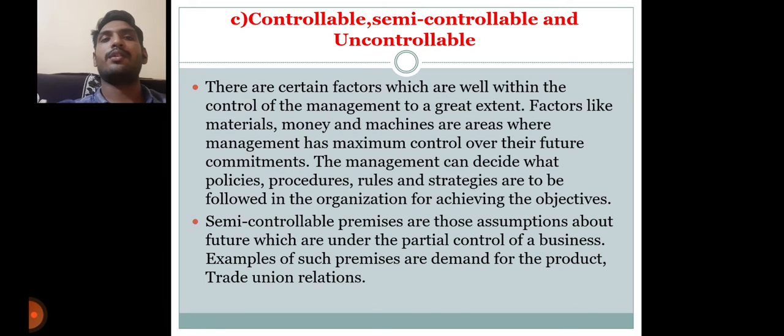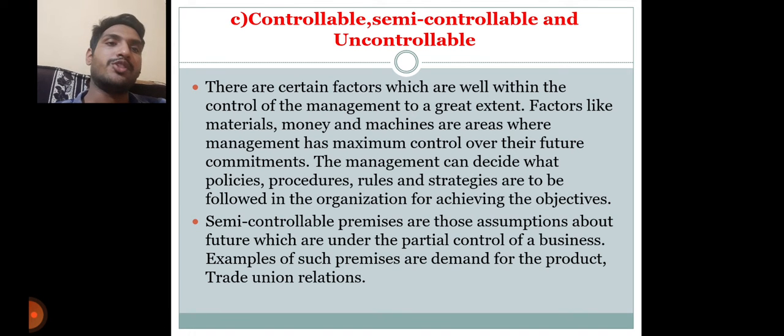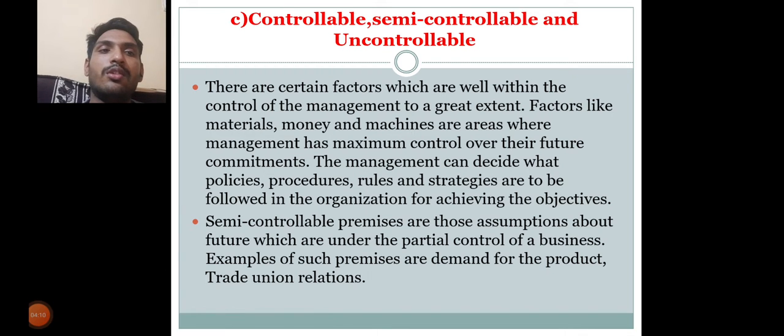Third one is controllable, semi-controllable, and uncontrollable. There are certain factors which are well within the control of the management to a great extent. Factors like material, money, and machines are areas where management has the maximum control over their future commitments. The management can decide what policies, procedures, rules, and strategies are to be followed in the organization for achieving the objective. Semi-controllable premises are those assumptions about the future which are under the partial control of the business. Examples of such premises are demand for the product and trade union relations.